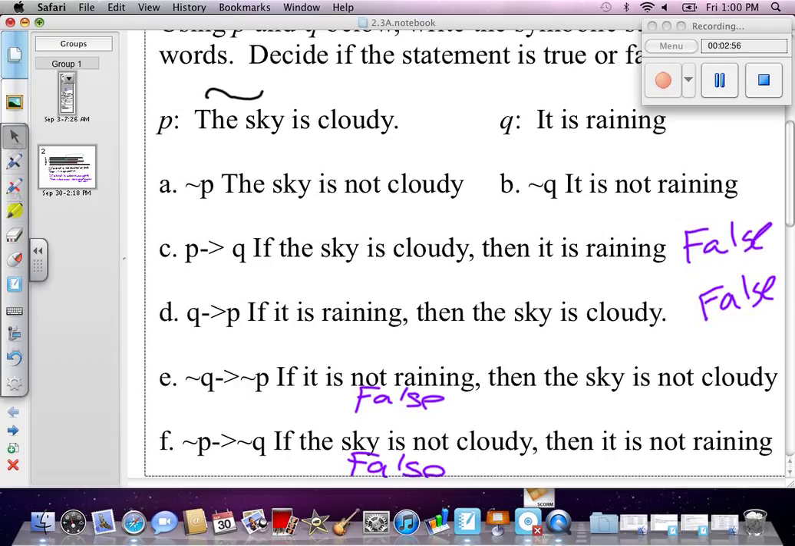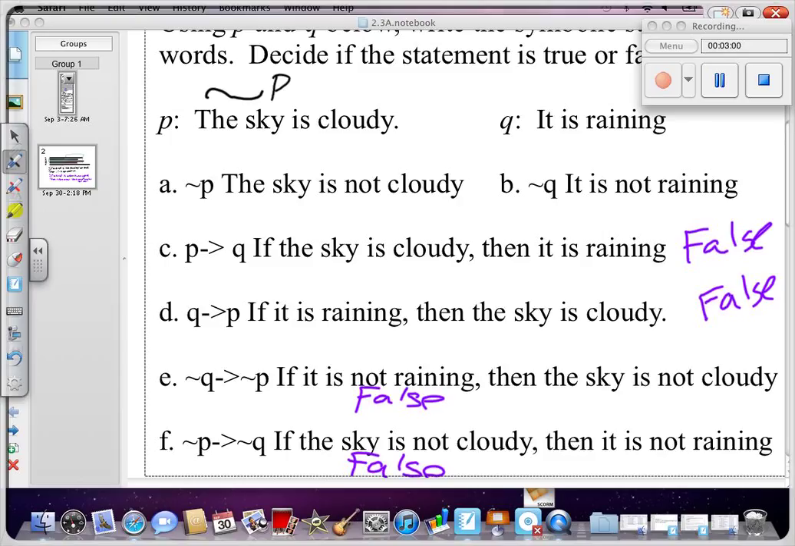There we go. Okay, so that little funky symbol in front of P negates it. It changes it from positive to negative. The same if you have the symbol in front of Q. It means negative. So if we look at A, it wants the negative version of P, and B wants the negative version of Q. So they are right here. The negative version of P is the sky is not cloudy. The negative version of Q is it is not raining.